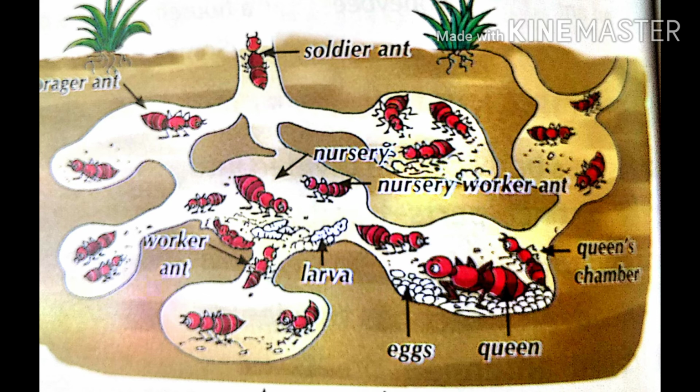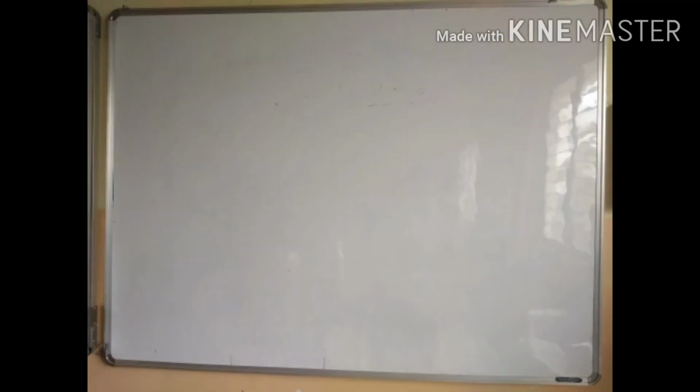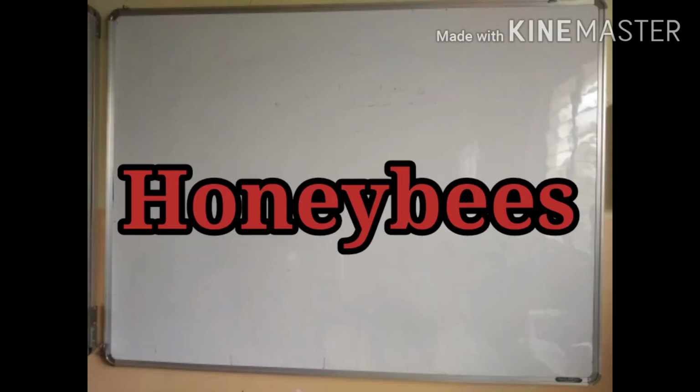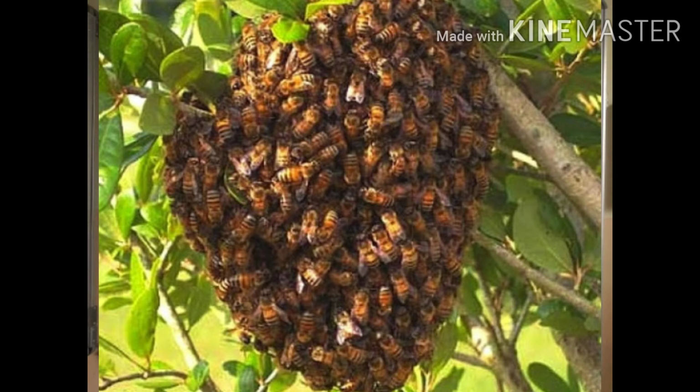All this information we have taken in this point, that ant is a social insect. Now we have to take the next information about a social insect. The name is honeybees. I know that you have seen honeybees. You have eaten honey also. See, it is the picture of a beehive. Honeybees are also social insects.